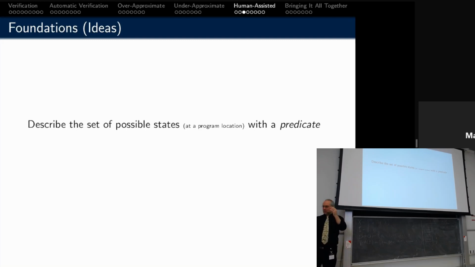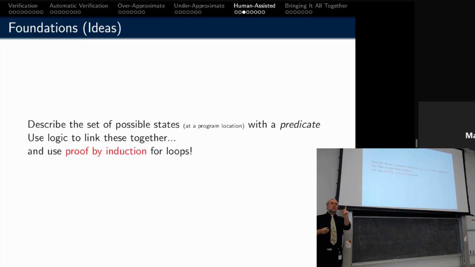And then the deductive verification people are like, oh right, so you're finally coming around to our point of view. But yeah, so we're going to describe a set of possible states at a program location with a predicate. And we're going to use logic to link these together. And here's the spicy part. Here's the good bit. We're going to use proof by induction for loops. Because this is the 1970s, and we've got mathematicians looking at this.